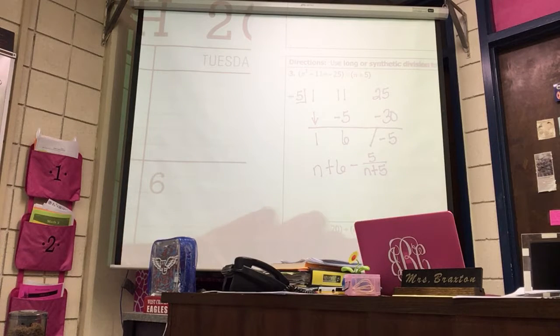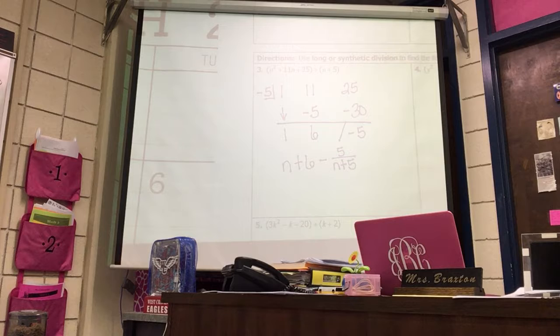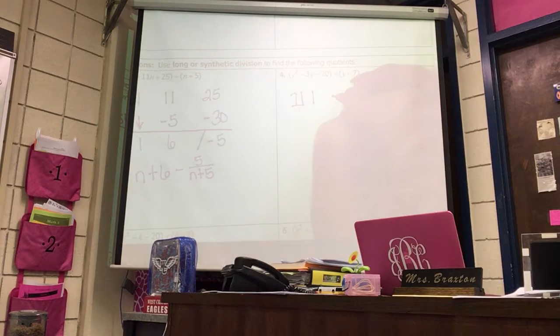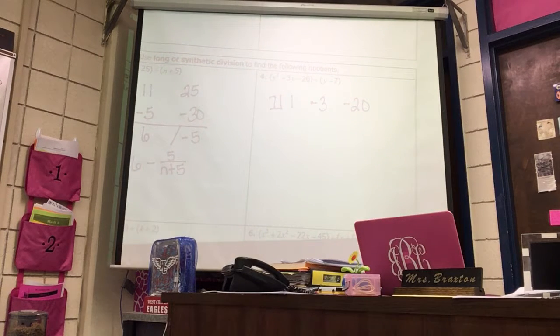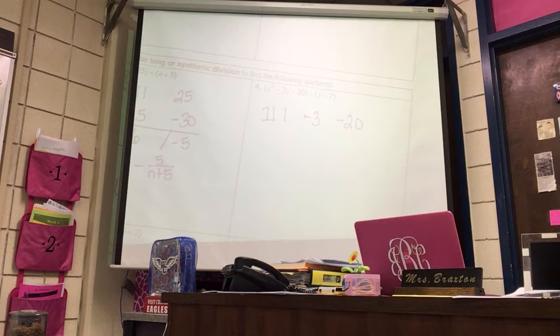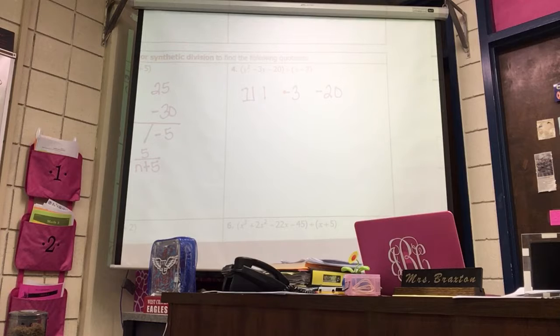All right, so look at number 4. What is my A? 7. All right, and then I'm going to put my coefficients. So I have 1, -3, -20. You have to watch your signs. That's the biggest thing on this.